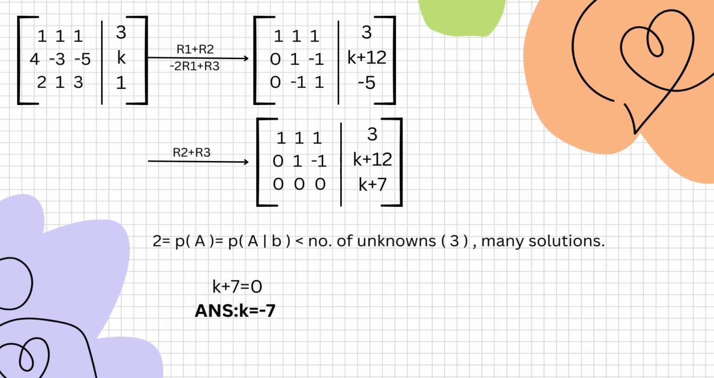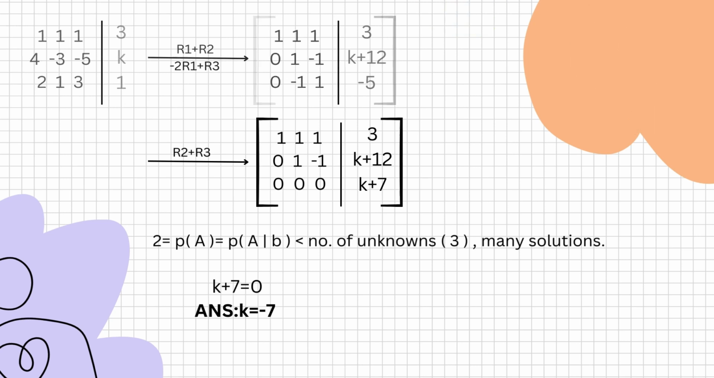By using the rank method, reduce the augmented matrix to reduced row echelon form by elementary row operations. Since we know rank A equals rank AB, which must be smaller than the number of unknowns, and the number of unknowns for this matrix is 3. If rank A and rank AB are smaller than 3, the condition is true. So, the third row must have all columns equal to 0. Therefore, we can find the value of k where k plus 7 equals 0, and we get the final answer k equals negative 7.